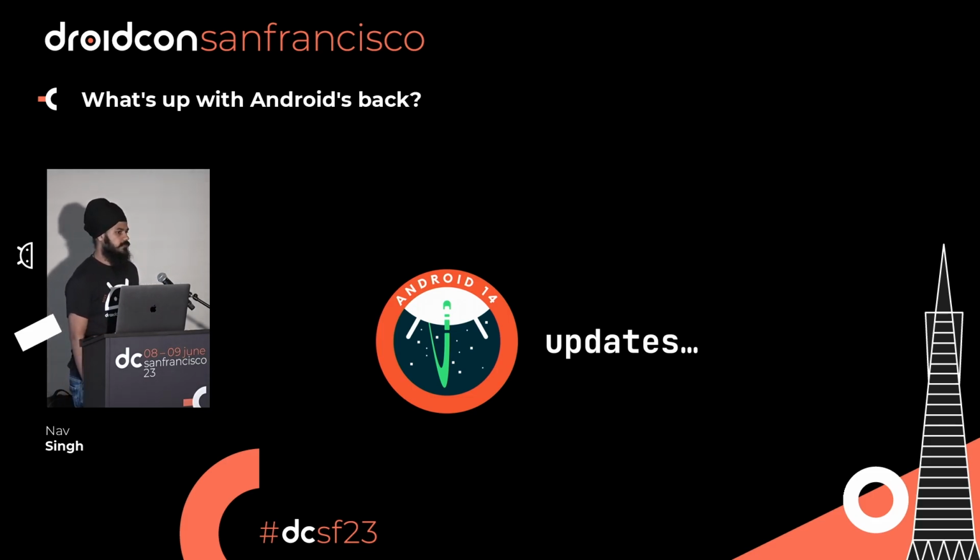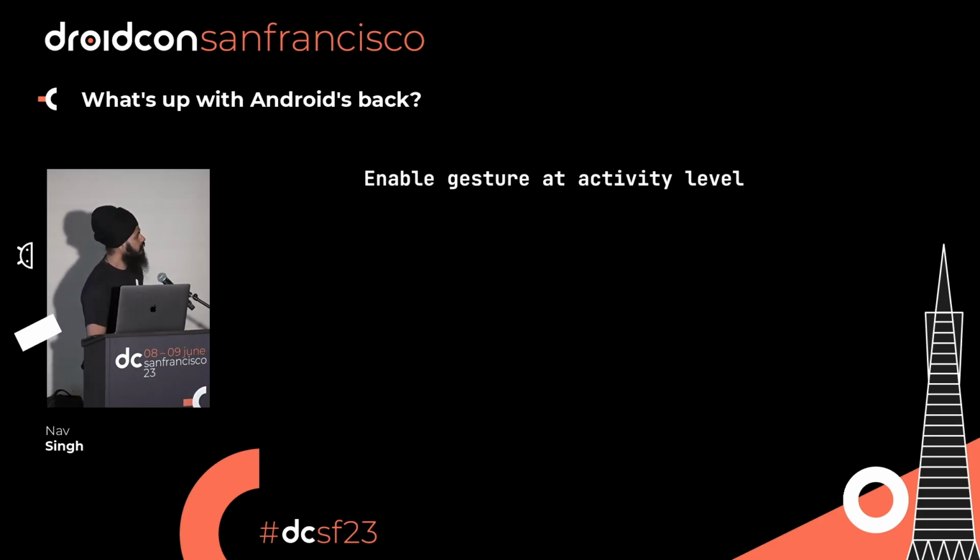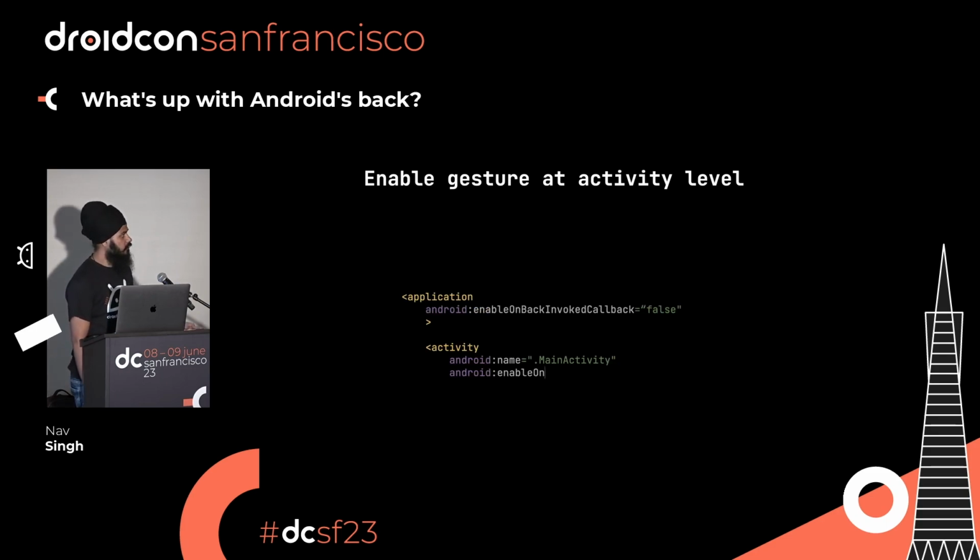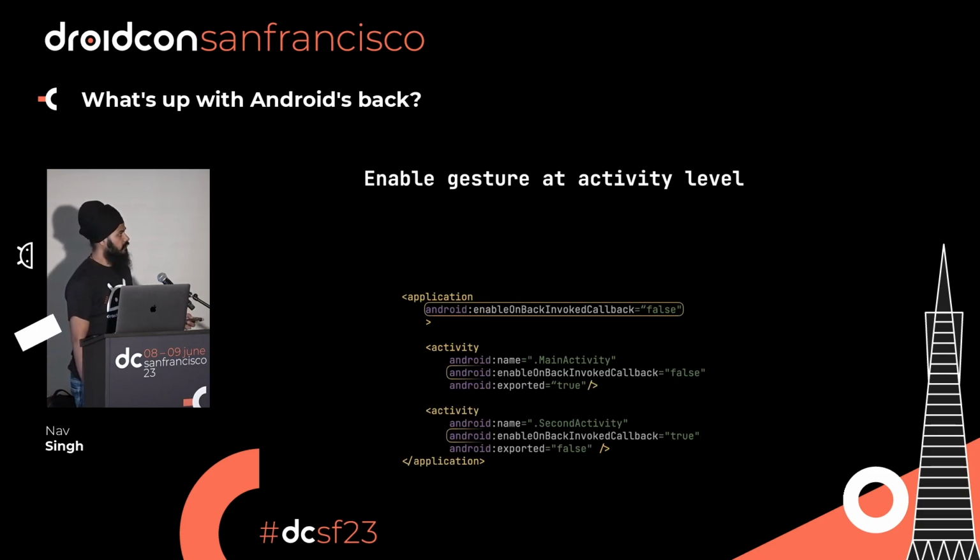So that was up until Android 13, and then in Beta 2 of Android 14, we got really cool updates for the predictive back gesture. The first one, which is really helpful, is that we can enable the gesture at activity level instead of application level. This is kind of a showstopper for us because our application has a lot of activities, and there is another team or squad working on one module, and they don't want to provide support for the back gesture, or they are not ready yet. So we are kind of blocked by them.